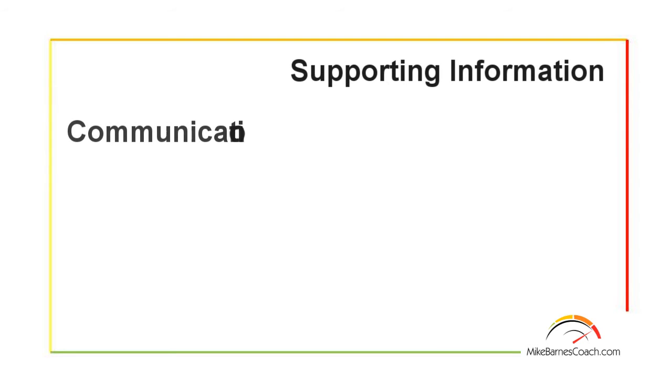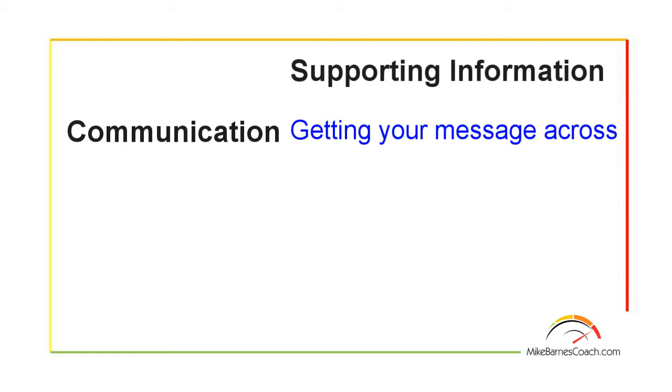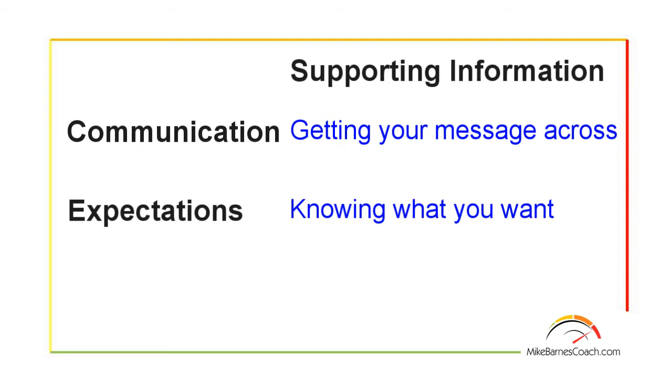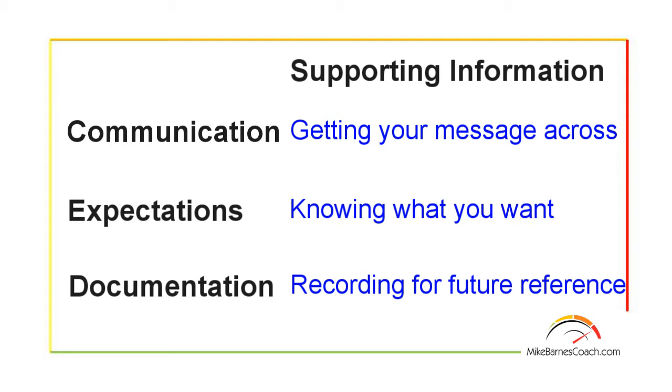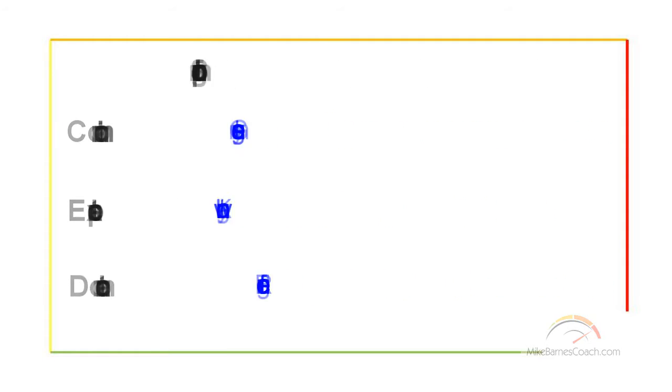Right, let's review that hierarchy together, and talk about the supporting information for it. When we're talking about communication, we're talking about getting your message across. When we're talking about expectation, we're discussing knowing what you want. And when we're talking about documentation, we're focusing on recording it for future reference. Obviously, all of this starts by defining what you want for yourself as an individual before you share it with others. So that's communication of expectations with documentation.